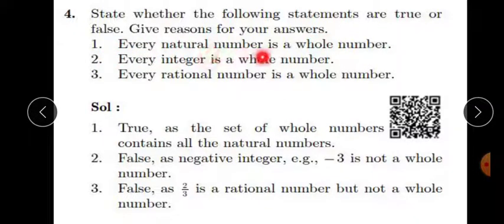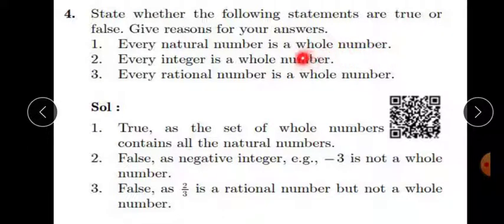Every natural number is a whole number. Every natural number. We know that natural number always starts from 1. 1, 2, 3, 4. All the counting numbers are called as the natural numbers. Whereas whole numbers means it starts from 0. So 0, 1, 2, 3, these all are a set of whole numbers. So the question is asked, is every natural number a whole number? Whether all the natural numbers come under the whole numbers?